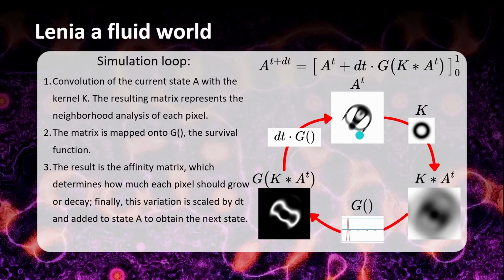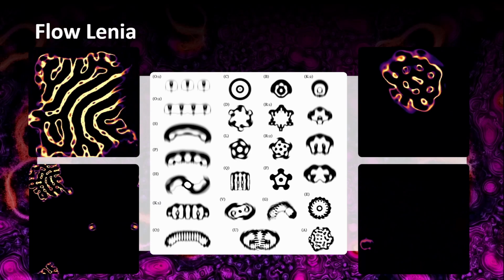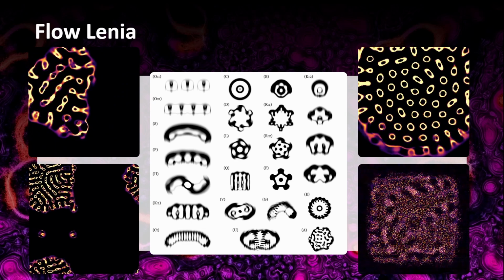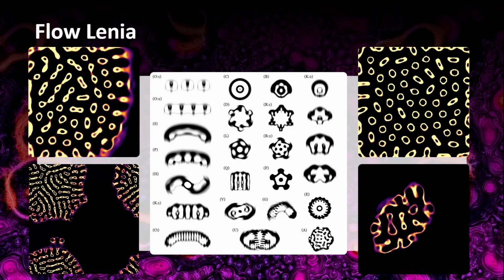The simulation loop consists of convolving the current state with the kernel mask. The resulting matrix is the neighborhood analysis map of each pixel. Each value of this matrix is mapped through the growth function, obtaining the affinity matrix. This matrix indicates the growth or decay of each pixel. Finally, this variation is scaled by the dt value and then added to the previous state to obtain the next one. The patterns that emerge from this simulation are more organic and omnidirectional than those of Game of Life.